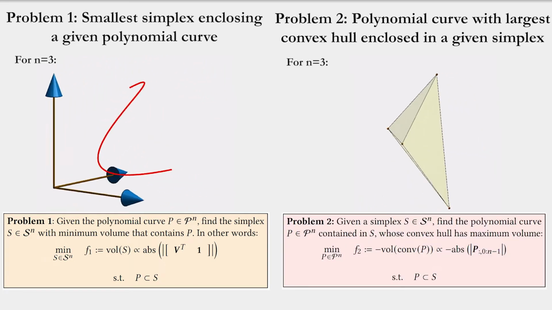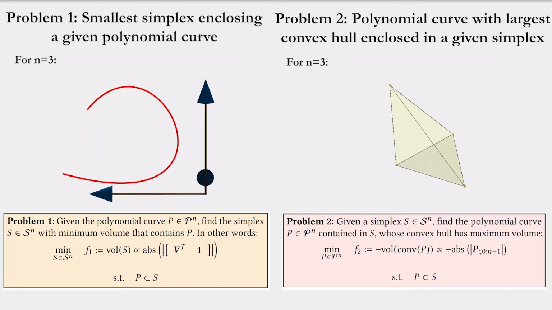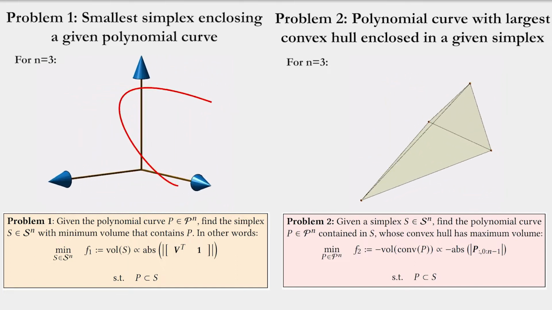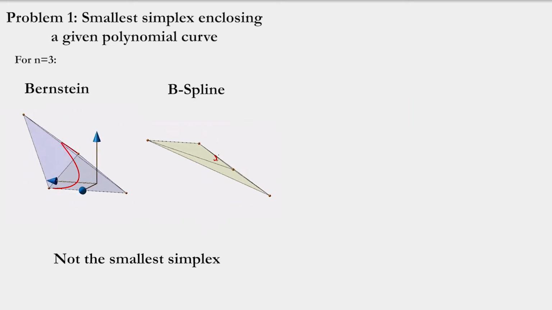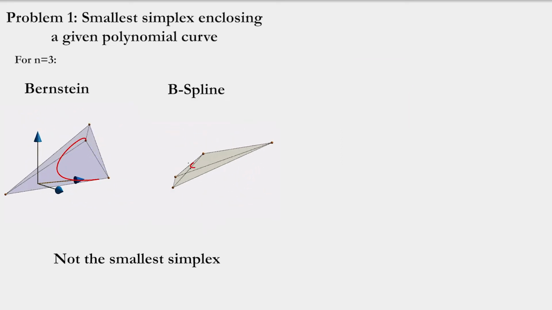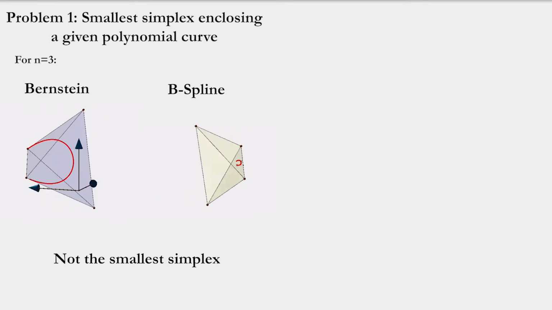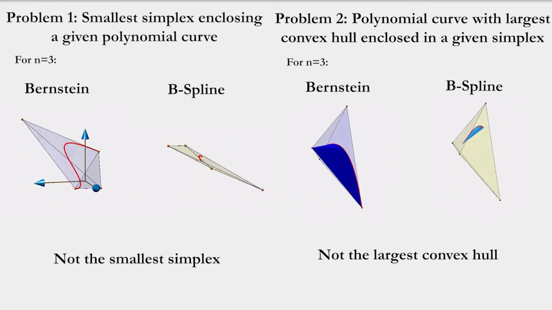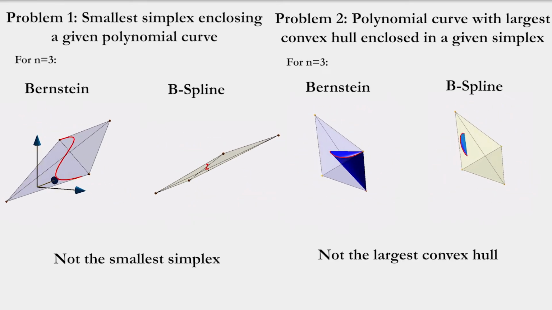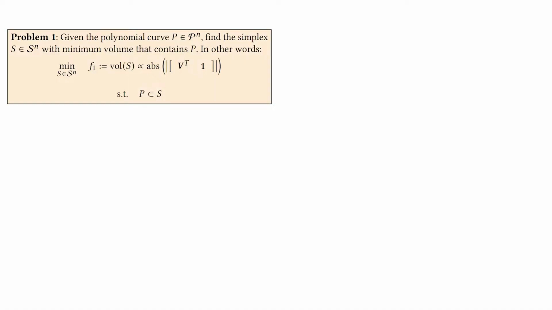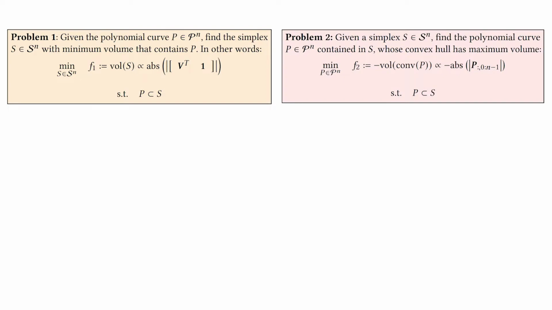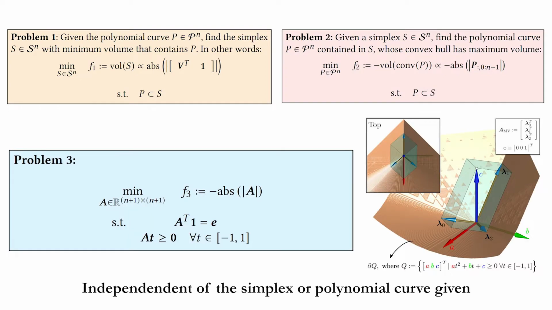Moreover, we are also interested in finding the curve with largest convex hull inside a given simplex, which we call problem 2. Note that, for problem 1, the Bernstein and B-Spline bases do not form the simplex with the smallest volume. Similarly, for problem 2, these bases do not generate the polynomial curve with largest convex hull. In the paper, we prove that both problem 1 and 2 are equivalent to problem 3, which is completely independent of the simplex or polynomial curve given.